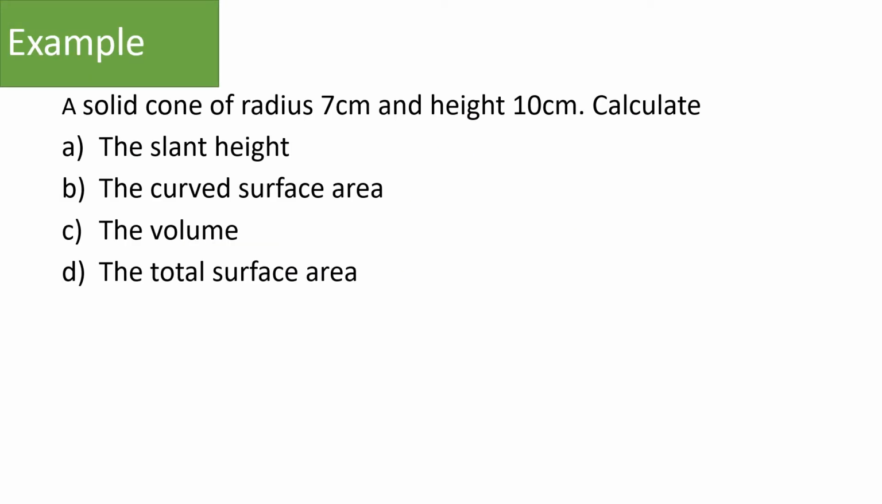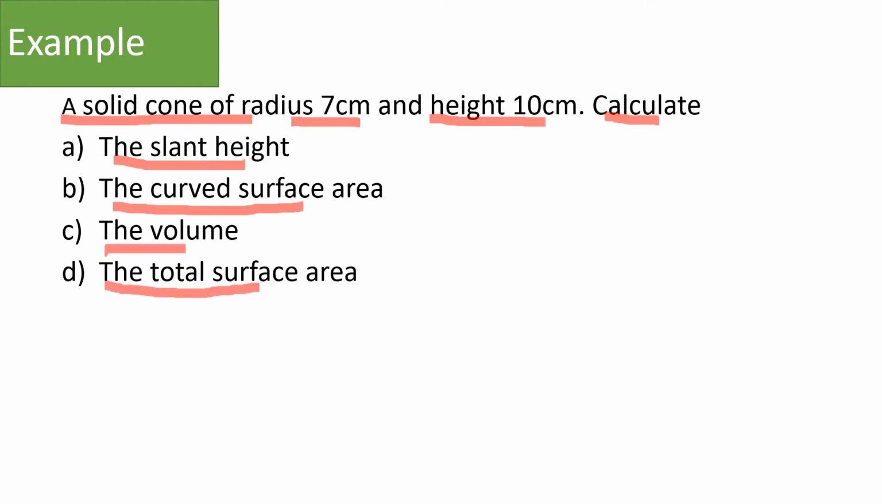Let's take an example. A solid cone of radius 7 centimeters and height 10 centimeters. Calculate the slant height of the cone, the curved surface area, the volume, then the total surface area of the cone. Let us check this.